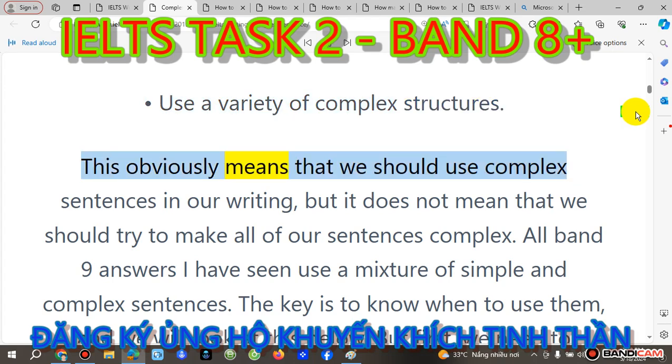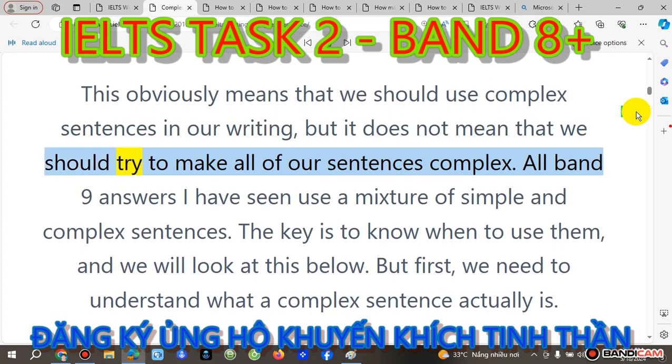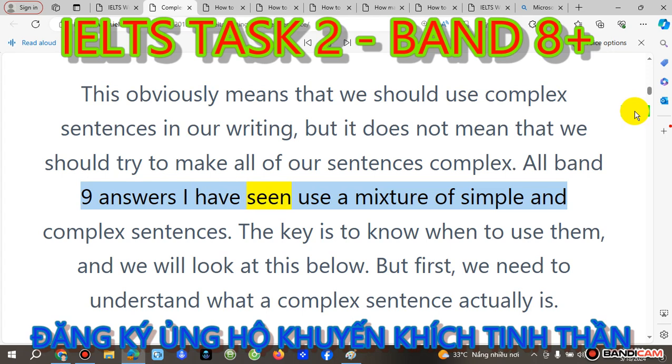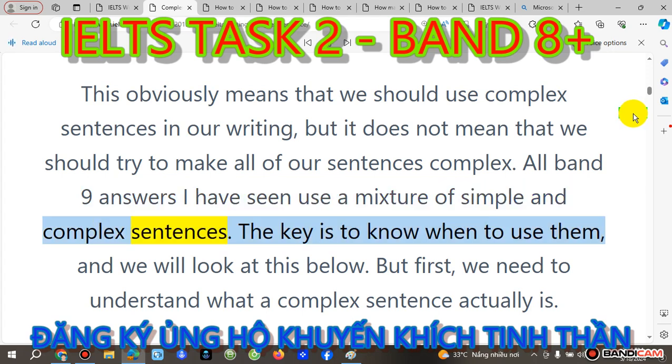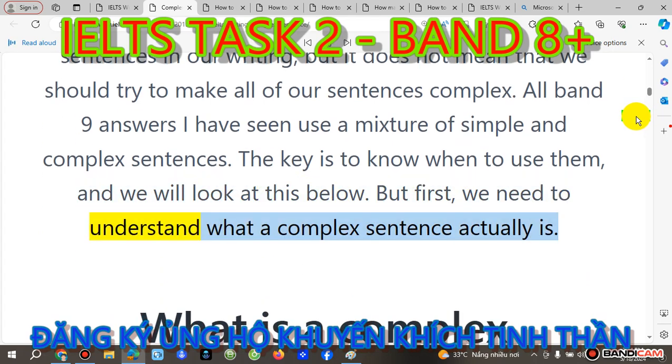This obviously means that we should use complex sentences in our writing, but it does not mean that we should try to make all of our sentences complex. All band 9 answers I have seen use a mixture of simple and complex sentences. The key is to know when to use them, and we will look at this below. But first, we need to understand what a complex sentence actually is.